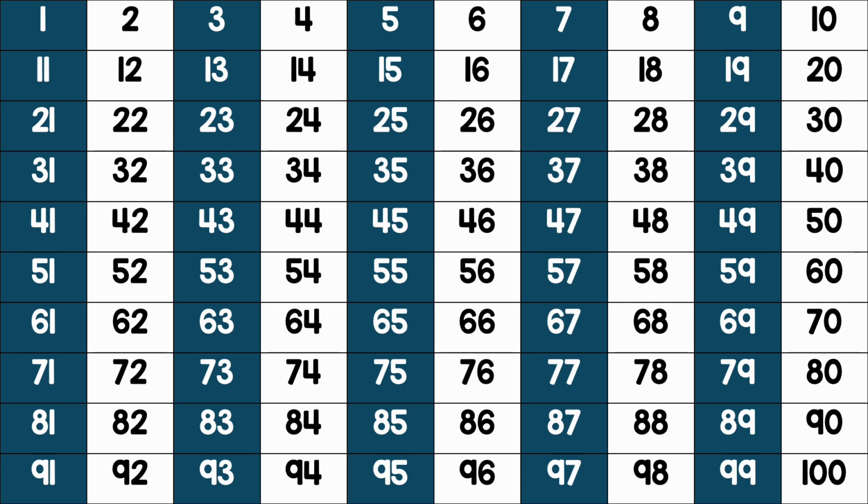You can also give them blank 100 charts and have them shade in whatever skip counting you are working on. For older students, you may even want to use it to count by 3s, 4s, 5s, which would be super helpful if you are teaching multiplication.